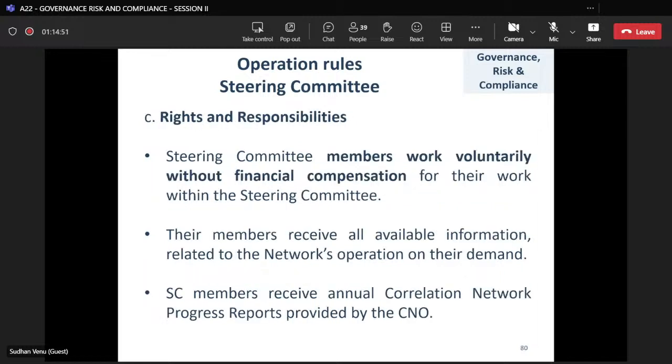Rights and responsibilities: the steering committee members work voluntarily without financial compensation for their work with the steering committee, and the members receive all available information related to the network operation on demand. The steering committee members receive an annual correlation and network progress report provided by the CNO.